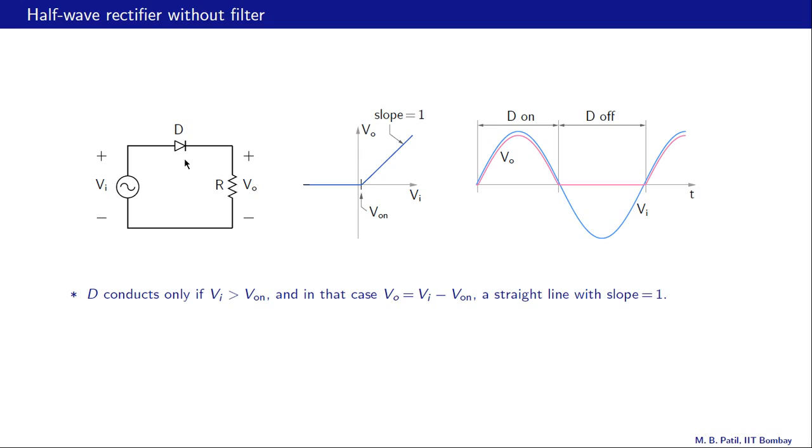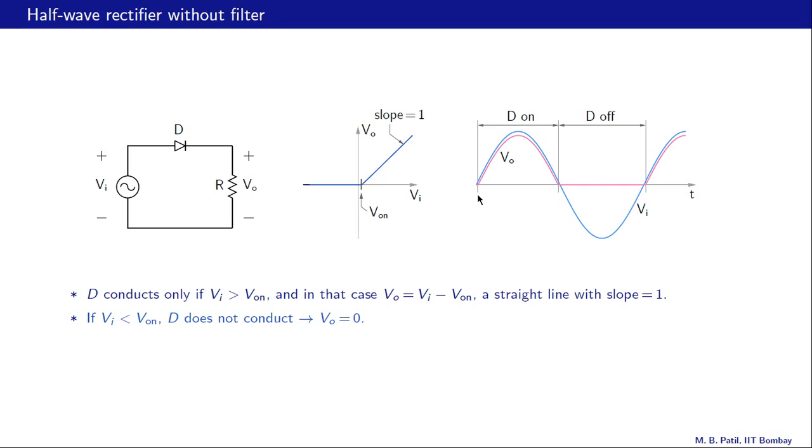Now the diode D conducts only if Vi is greater than V on, and in that case Vo is Vi minus the turn on voltage of the diode, that is Vi minus V on. That's a straight line with a slope equal to 1, that is shown over there. And if Vi is less than V on, then D does not conduct, therefore there is no voltage drop over there, output voltage is 0.